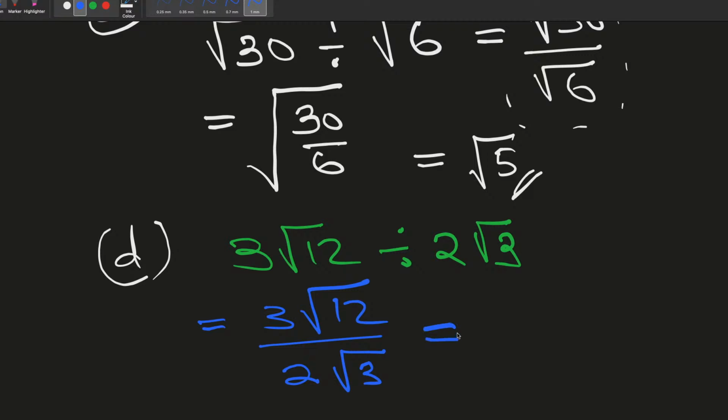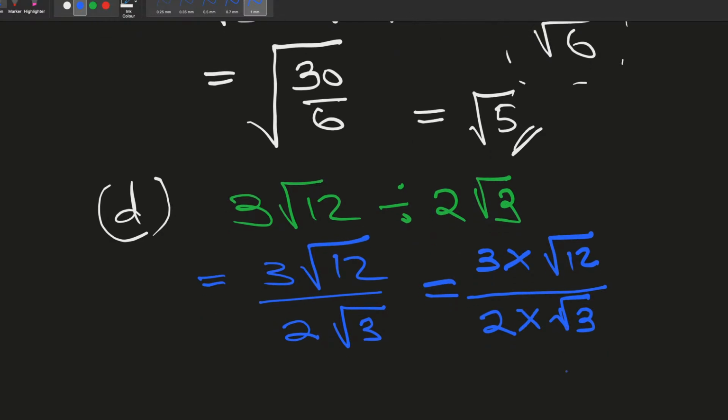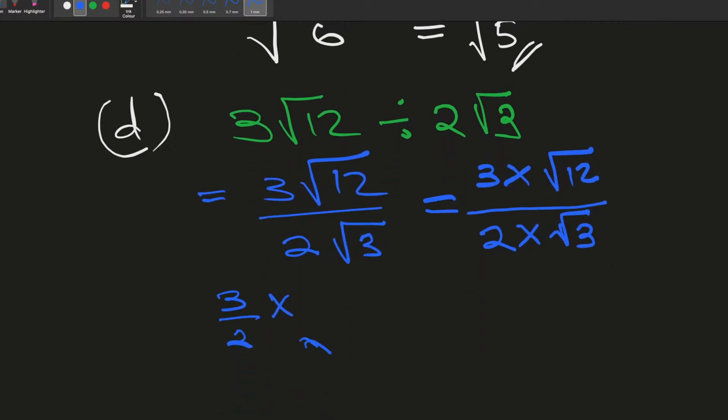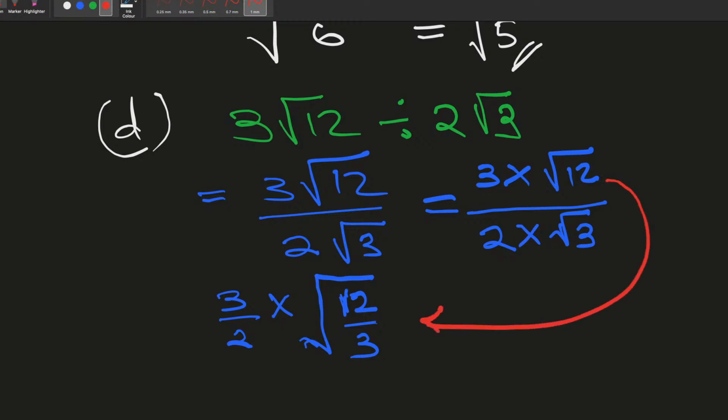Since we know that the top one tells us that 3 is multiplying root 12, dividing 2, multiplying root 3, you see? Then, if we look at it very carefully, our 3 over 2 is multiplying, and this we can write as the square root of 12 divided by 3. You see, we haven't changed anything at all. All we've done is apply the rule that we learned earlier.